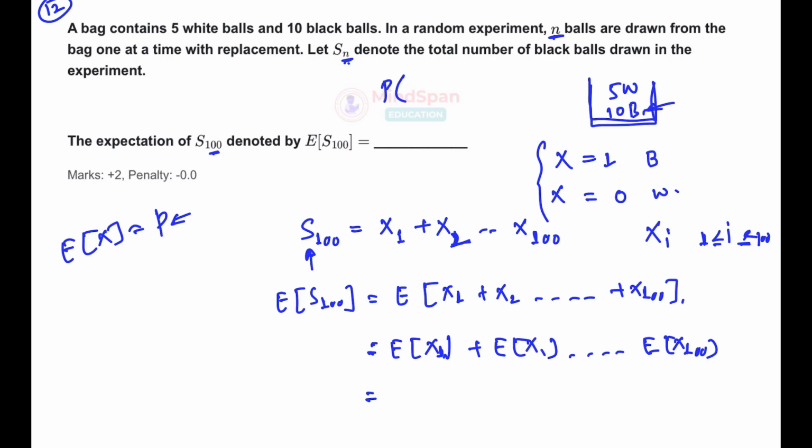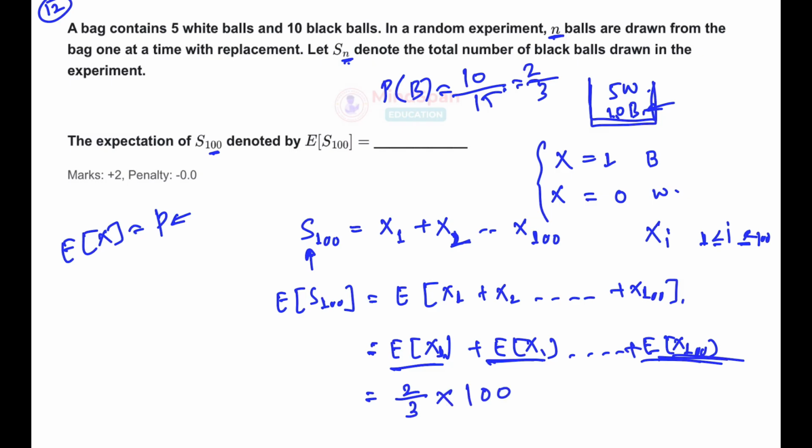Probability of success is when we get the black ball. So the probability of getting the black ball out of these 15 will be 10 divided by 15, right? So 10 is favorable, total 15. So that would be 2 divided by 3, right? Each one is the same Bernoulli random variable, so each one has the same expectation. So 2 by 3, times how many such Bernoulli? We have 100 such terms, so that would be 200 divided by 3, that is 66.67. So this is the correct answer to this question.